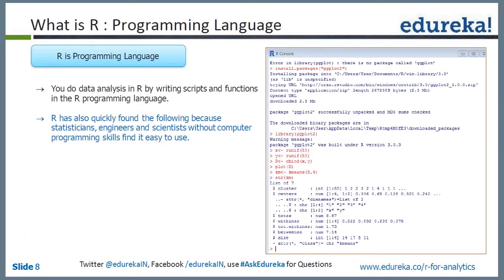Okay, so let's look into R, right? R is an open source.